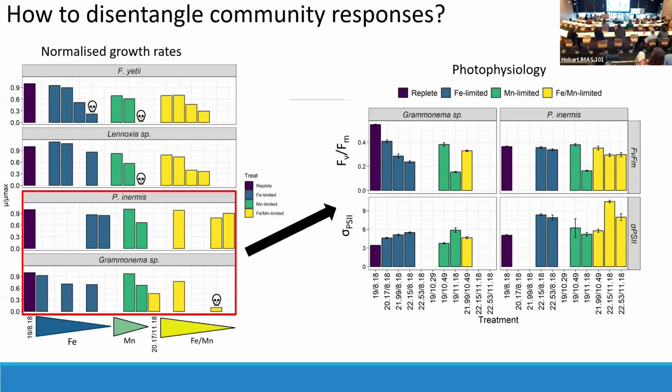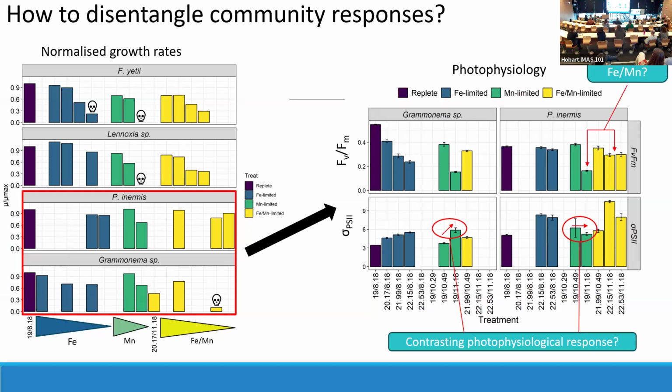If we look in a bit more detail at the photophysiology, for the last two species, the open ocean one and the one that was associated with sea ice environment, we measured some photophysiology. Again, Fv/Fm, how well they photosynthesize, and then the size of the antenna. And then just to highlight two really interesting results that we had.